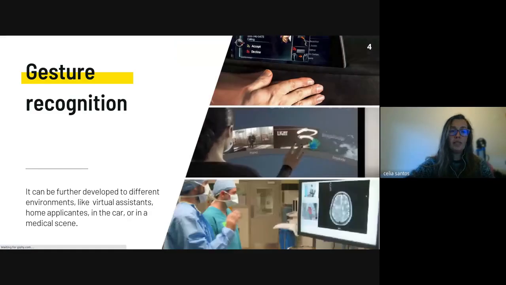We have created a gesture recognition system that works by capturing videos with the camera to perform basic tasks on a personal device. But our idea is that it can be further developed to different environments, like for virtual assistants or home appliances, or in a car instead of taking your eyes off the road, or in a medical environment, for instance, for a doctor to explore radiology in the middle of a surgery.